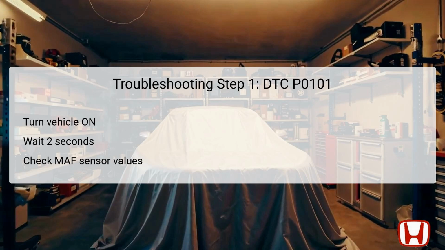In the first troubleshooting step for DTC P0101, begin by turning the vehicle's ignition to the on position. It's important to wait approximately 2 seconds to allow the vehicle's diagnostic system to initialize. Next, using the Honda Diagnostic System, HDS, check the MAF sensor outputs. Specifically, look at the signal values being reported and compare them against the specified threshold of less than 0.59 volts.